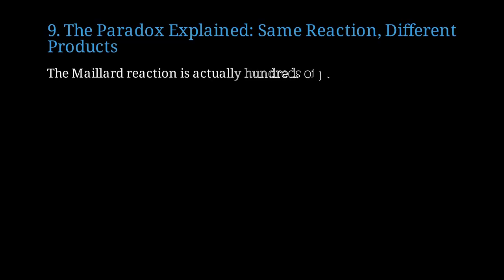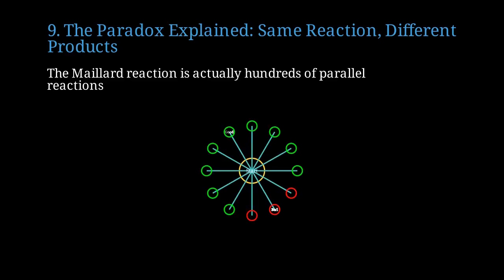The key insight is that the Maillard reaction is not one reaction, but hundreds of parallel chemical pathways occurring simultaneously. From the same starting materials, multiple reaction pathways branch out. Most produce desirable flavor compounds, but some pathways lead to potentially harmful products like acrylamide.